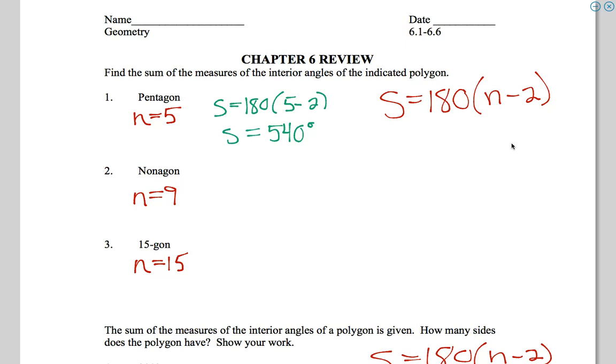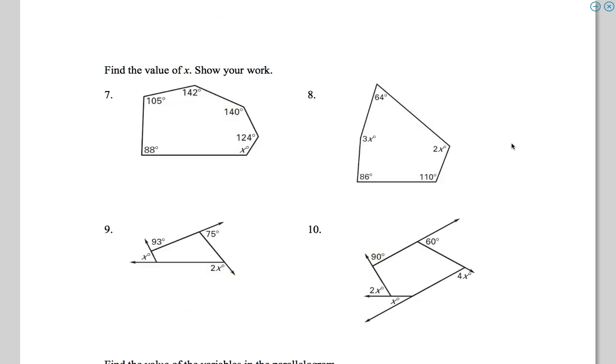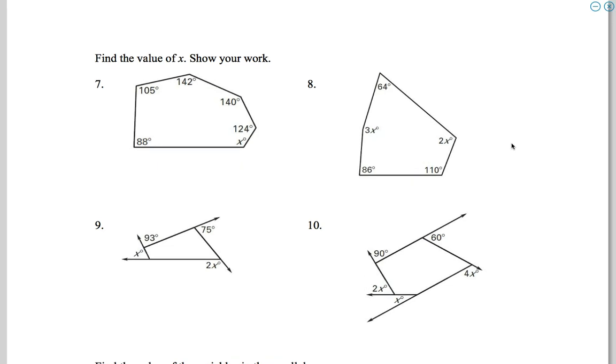Just a little follow-up on 1, 2, and 3. If it's a regular polygon and they ask you for just one of the interior angles, then you would divide this by the number of sides. All right, so I'll do either 7 or 8, and then I'll do 9 or 10. I won't do all 4 here because it's a little redundant.